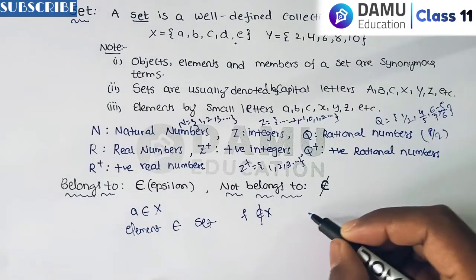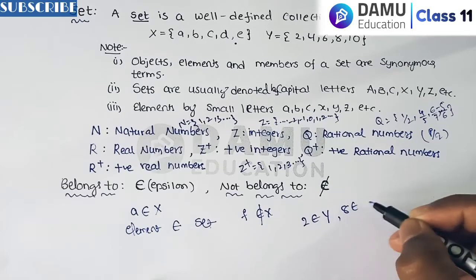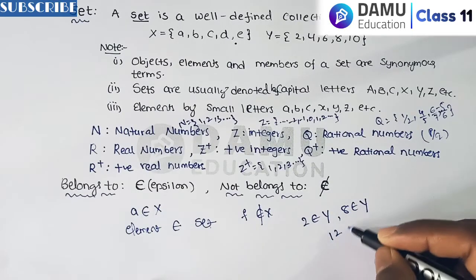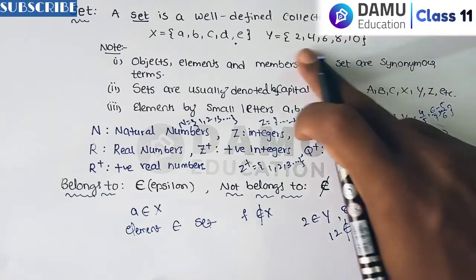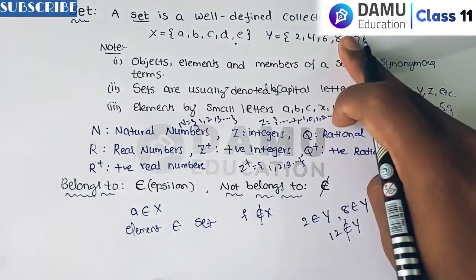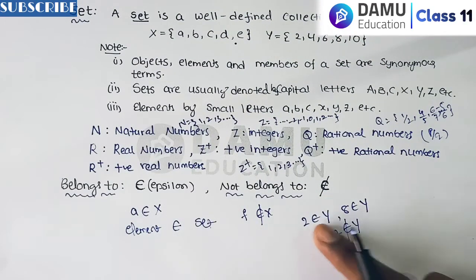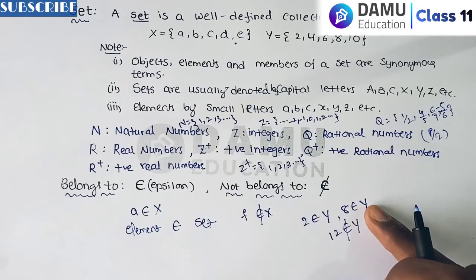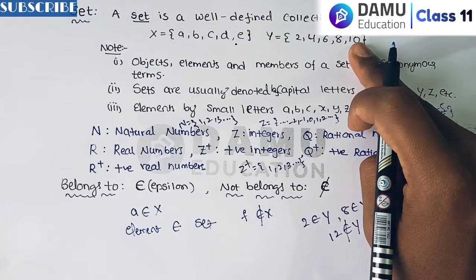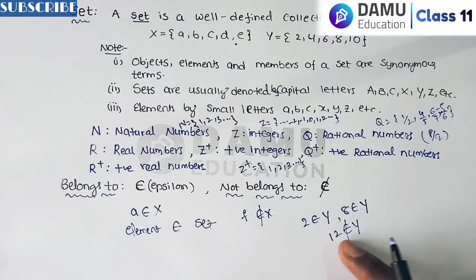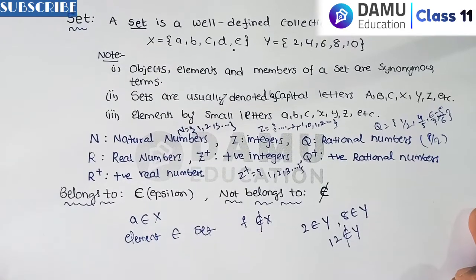Let's take 2 belongs to Y, 8 belongs to Y, and 12 does not belong to Y. Can you write like this or not? Yes, 12 is not there in this. So I took these two examples for explanation of belongs to and not belongs to. 2 belongs to Y, 8 belongs to Y, 12 does not belong to Y. Why? Because the member 12 is not there. So this is the short introduction class to sets.